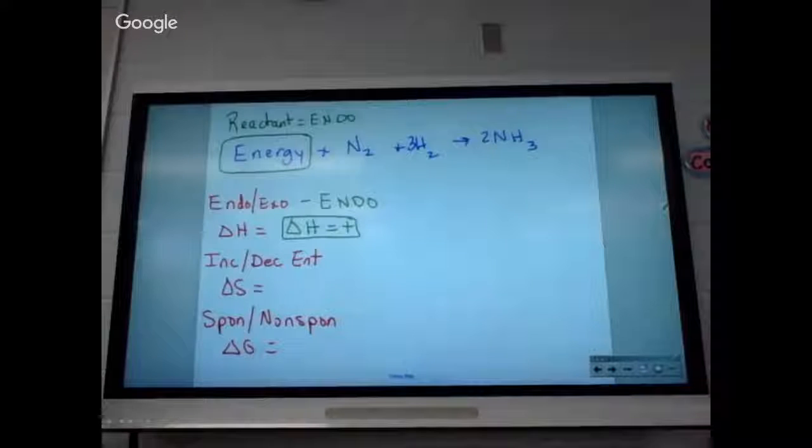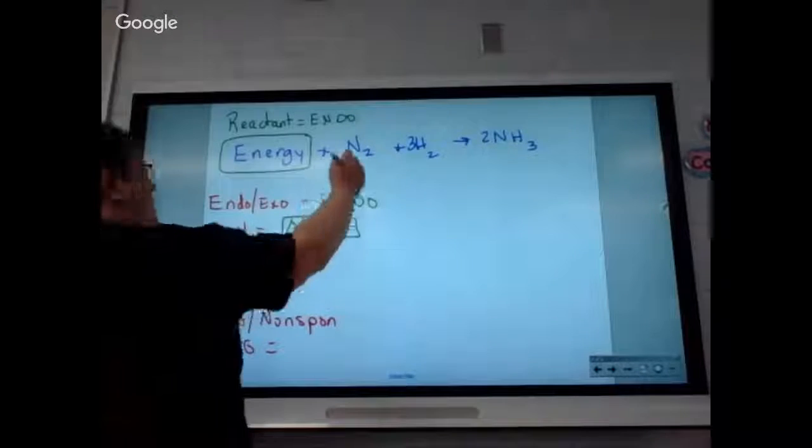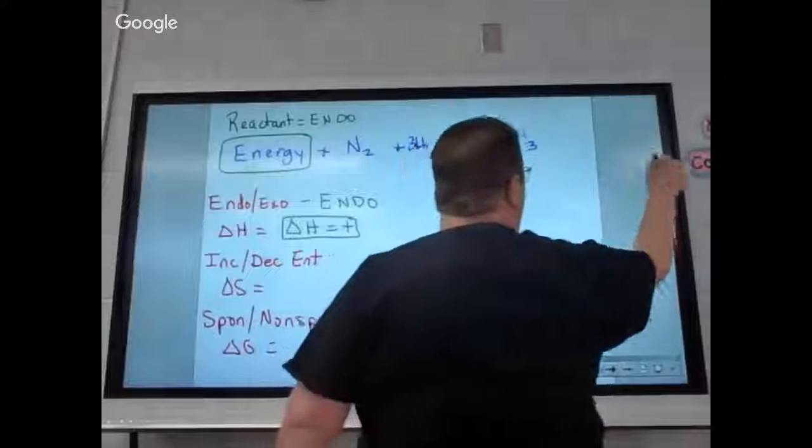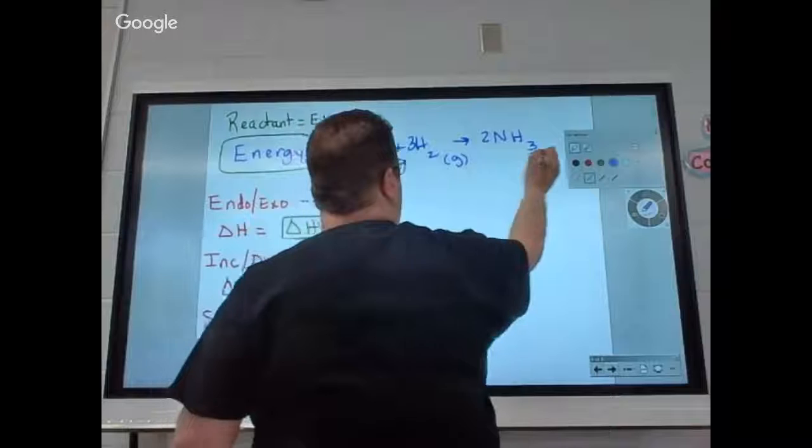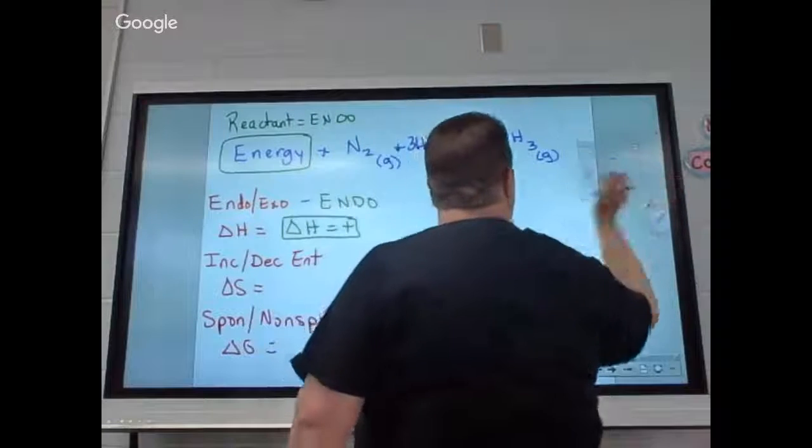Now, increasing and decreasing entropies. I left the states out. Let me put the states in. You probably remember doing them on the worksheet because I've written this equation multiple times, but let me put them in. All right.